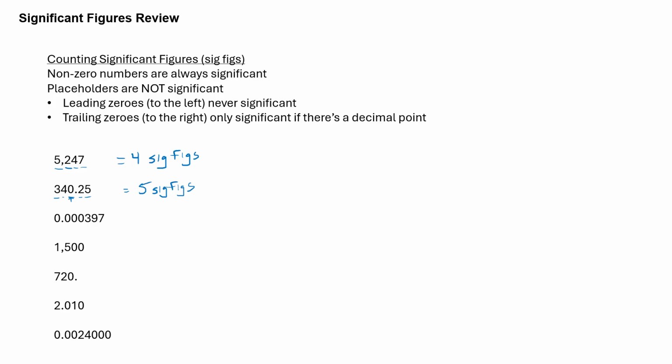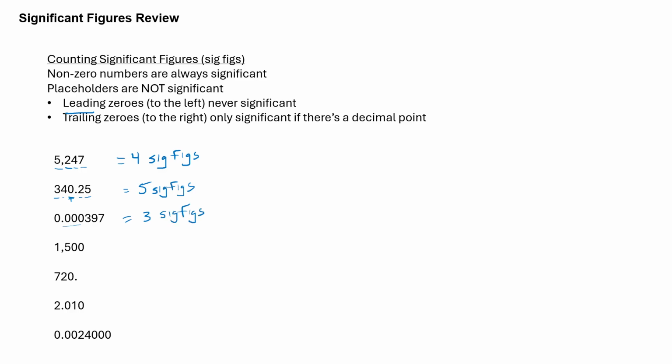Next, 0.000397. The only purpose of these zeros on the left is to push that 397 off to the right. So with 0.000397, those digits to the left are never, ever, ever going to be significant. Those are what we call leading zeros. So those zeros are not significant values. Now this 3, 9, and 7, those are non-zeros. Those are going to be significant values. So that is going to have 3 sig figs.